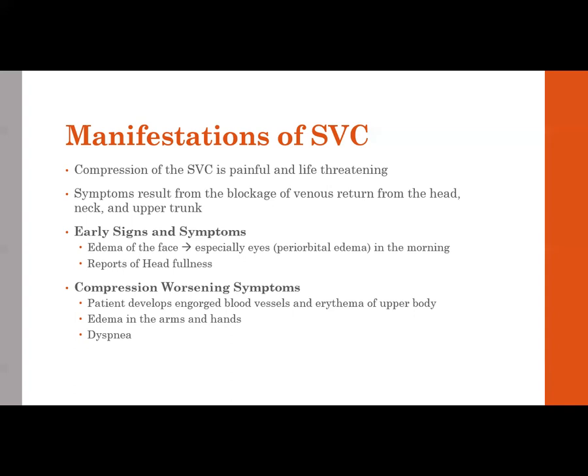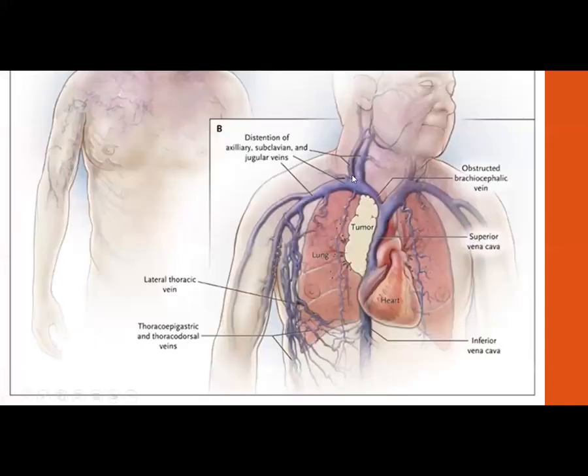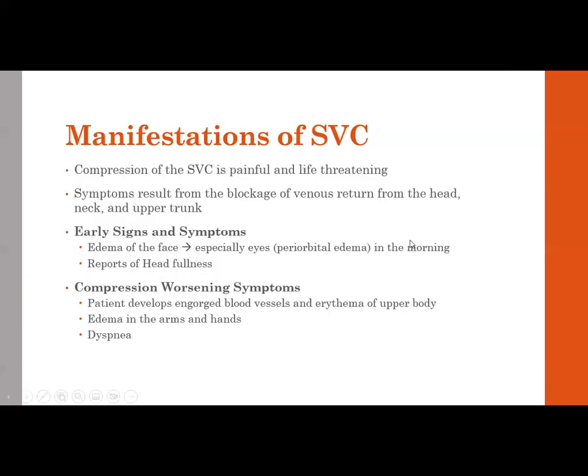As it gets worse, you're going to see the patient develop engorged blood vessels and erythema of the upper body. Because remember, looking back at this picture, we've got all this blood flow that's basically being compressed. So then you're going to see edema in the arms and hands, as well as dyspnea.